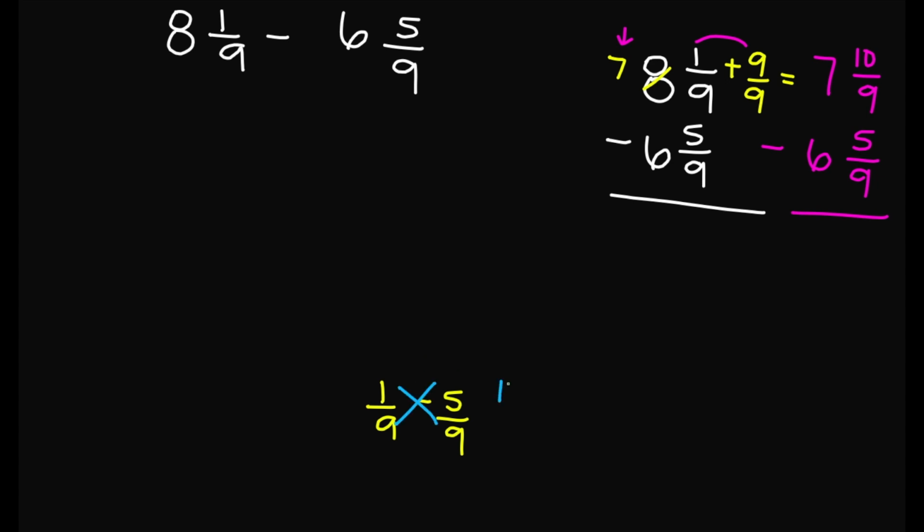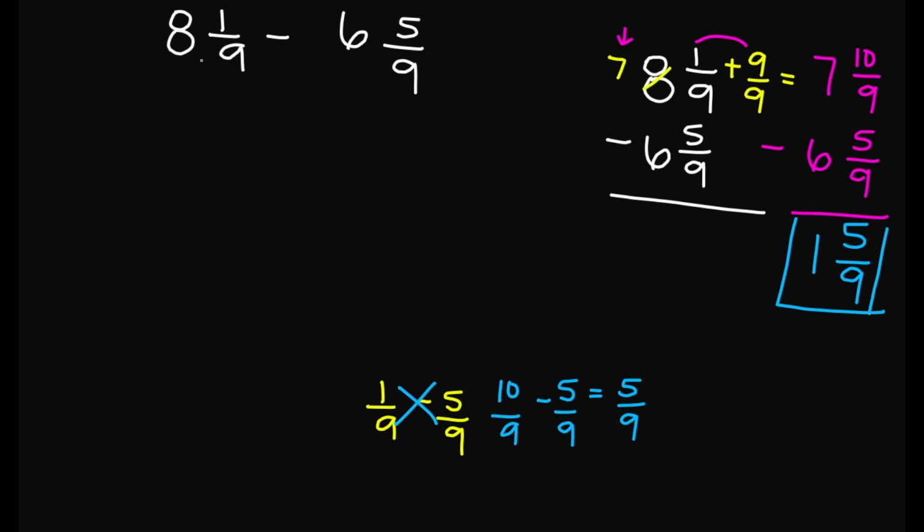So now we have 10 over 9 minus 5 over 9. And because my denominators are the same, I can go ahead and subtract my numerator. So my numerator is just going to be 5, and that's going to be over 9. So you have that here, 5 over 9. And then when you subtract your whole numbers, 7 minus 6, that's going to equal 1. So your final answer here is 1 5/9.